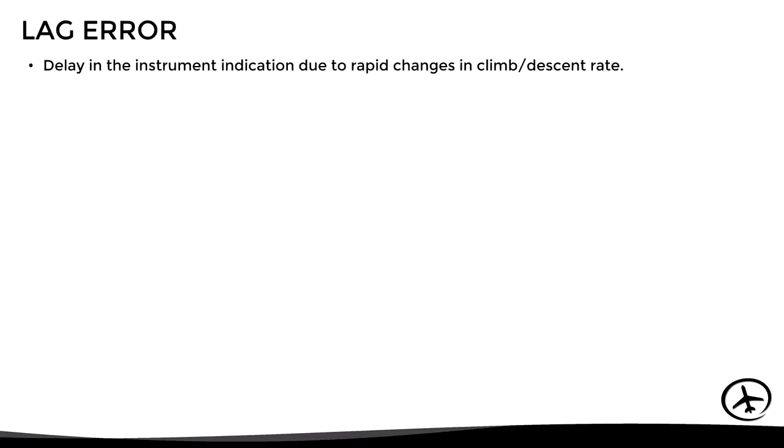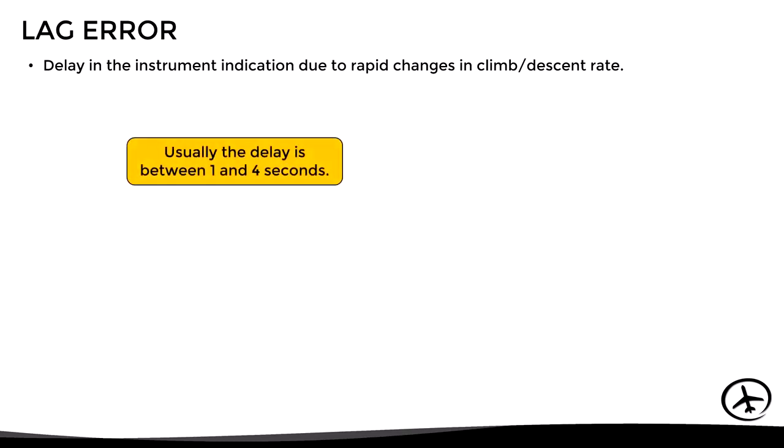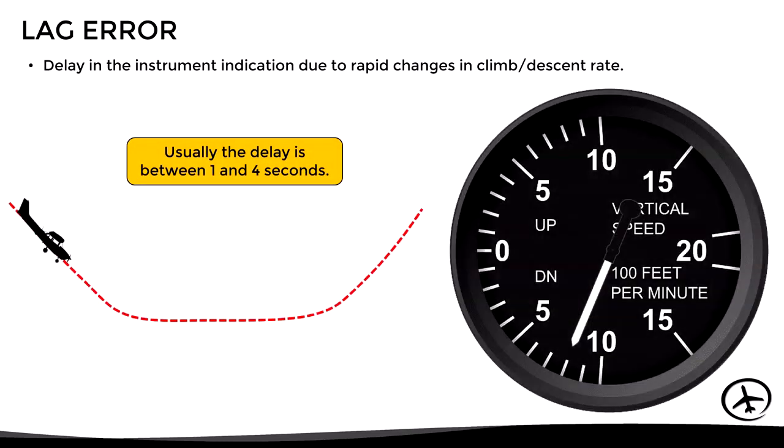However, these are not the only errors present in this instrument. There is another one known as the lag error. This is basically a delay in the instrument indication due to rapid changes in climb or descent rate. This happens because the capsule doesn't have enough time to contract or expand rapidly. Usually the delay varies between 1 and 4 seconds. It happens, for example, when the aircraft is in a constant descent and it suddenly levels off. In this case, it will take a few seconds for the VSI to indicate a level flight.